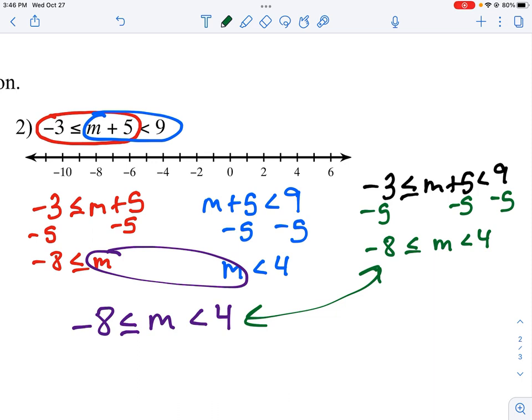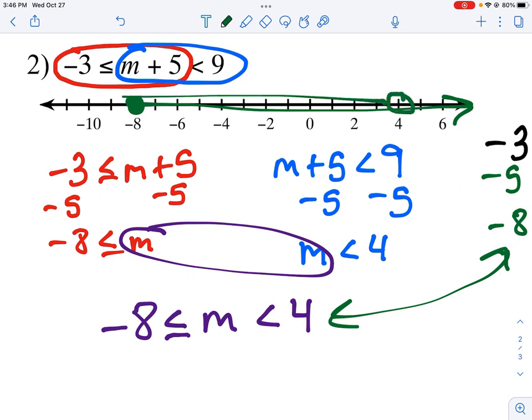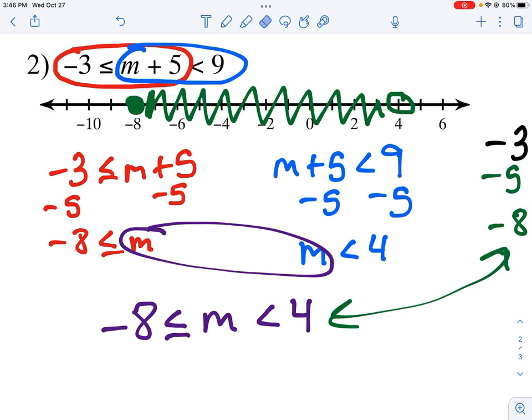So now let's graph this. So now I have negative 8, which is a closed circle. So negative 8 is less than or equal to m. Oops, my closed circle disappeared. So that goes this way. And 4, open circle, goes this way. Highlight where they overlap. And so that's where your final answer is.